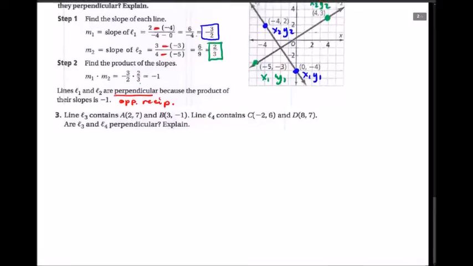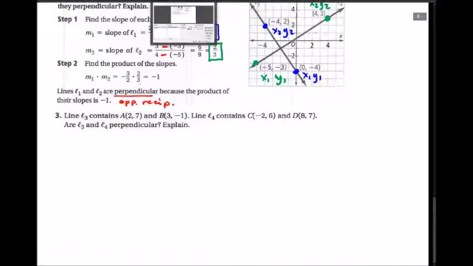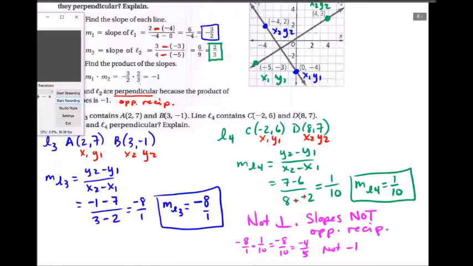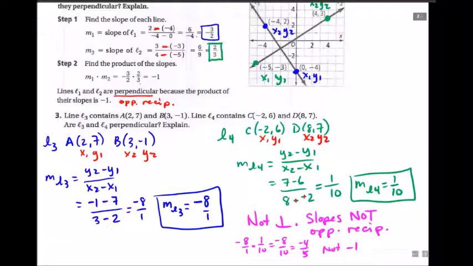All right, and we are almost done. It's your turn. Pause the video, do the last problem. Okay, we were asked to find out if our lines are perpendicular. So I took my points, I labeled them, put them into my formula. I got the slope of line 3 to be a -8. And I always like to keep my slope as a fraction because it's rise over run. It's a rate of change, so -8 over 1. And the slope of L4 is 1 over 10.